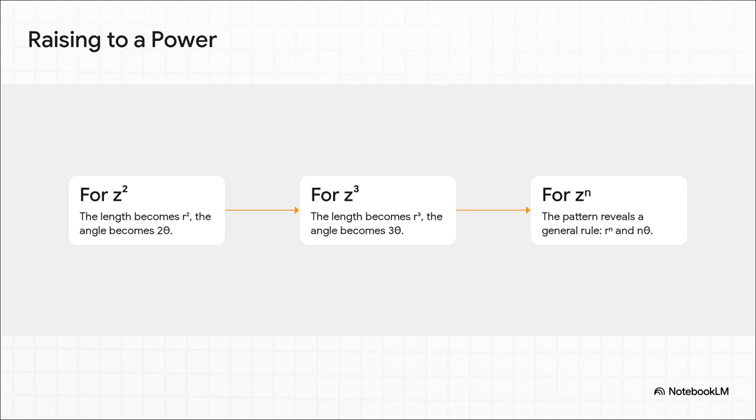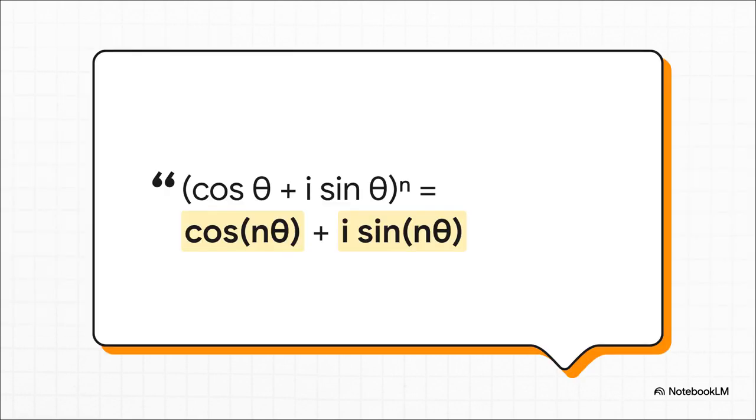For any power n, the new length is r to the n, and the new angle is just n times theta. And this simple, beautiful pattern is exactly what is captured in De Moivre's theorem. It basically says that to raise a complex number to a power n, you just multiply that n into the angle. This little formula is the key to everything that comes next.